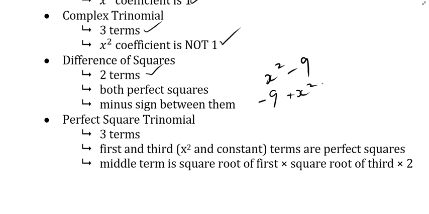So that's a difference of squares, but the minus sign isn't technically between the terms. But one of them is negative, one of them is positive, so it checks out. And then the last thing, this is a little bit trickier, but perfect square trinomials are their own special product.